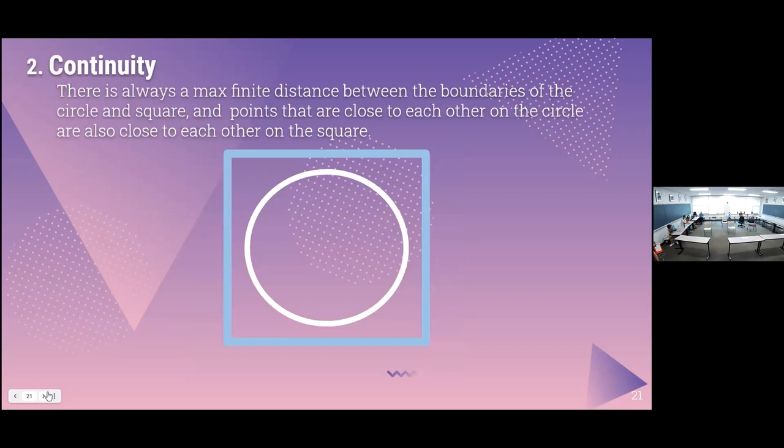So how are we going to relate this to our concept of topological spaces? Well, let's take the square and circle example from earlier. I have composed them in this manner on the screen, but they can really be composed in any manner. So the first observation that we need to look at is that there's always a maximum finite distance between the boundaries of the circle and the square. So there's no edge going off into infinity that goes off the screen. So this is important because we can then observe that points that are close to each other on the circle are also close to each other on the square. Therefore, we can say that this would be a continuous function.